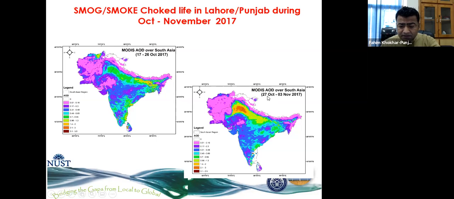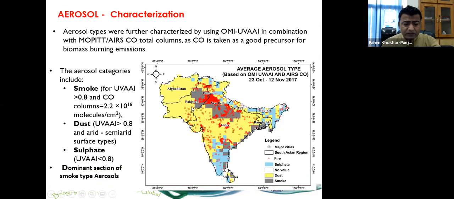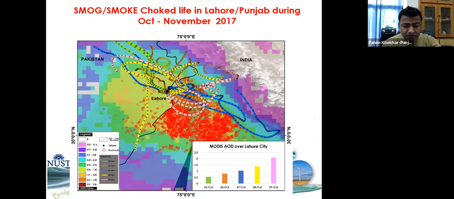During the next week, 27th October to 3rd of November, we see the same block of aerosol load there on the Punjab side. And then we look again for the same characteristics of smoke particles, and mainly they are co-located and concentrated with the fire incidences. Similarly, we run these trajectories, and whenever the trajectory was coming from the Indian side, passing over the fire activities, the aerosol loads went very high.